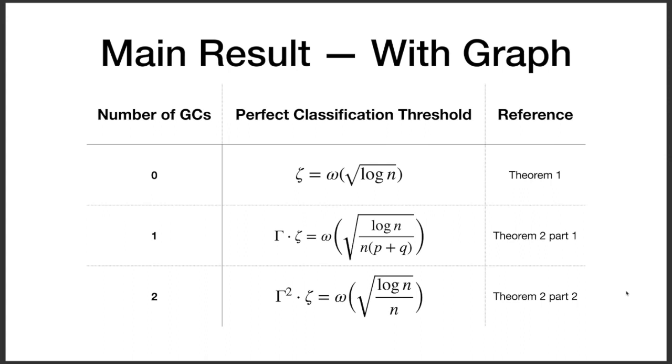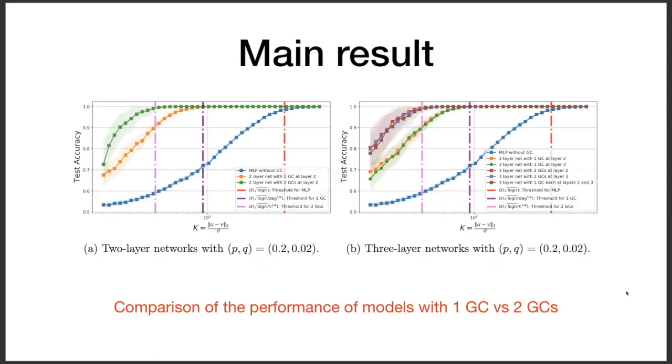Similarly, for a network with two convolutions, the product gamma squared times zeta needs to scale faster than square root log n over n, and this expands the regime of perfect classification even further than for networks with one convolution. Note that these conditions on gamma hold easily in most settings. For example, if p and q have the same scale in n, then this is true by a large margin. Now let's move on to empirical demonstrations.